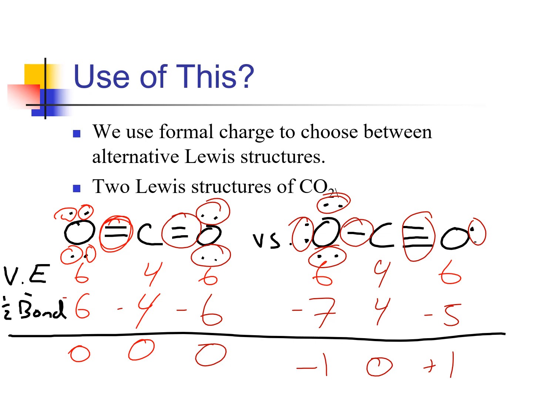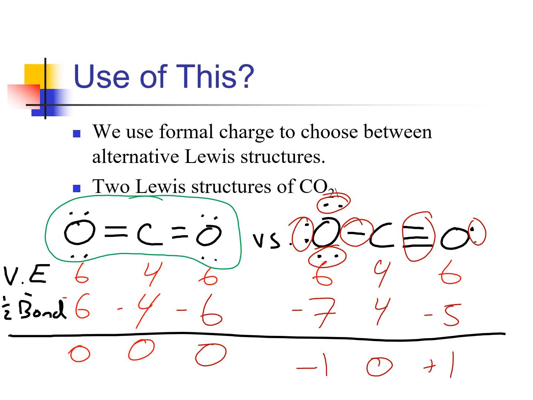Now, both structures do follow the rule that the sum of the formal charges should add up to the charge on the molecule, which in this case would be 0. The next step is that we want to minimize formal charge. Formal charges of 0 are better than formal charges of plus or minus 1. So that tells us in the end that this structure of carbon dioxide is more likely to be correct. It is more reasonable because it is minimizing the formal charge.